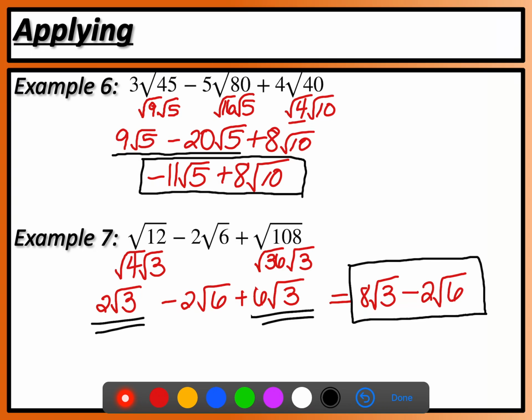Okay, so adding and subtracting radicals is not difficult, but we have to be able to simplify in order to do it. The main idea here is that the square roots have to be the same. And when we go to add and subtract them, we do not change the radical. That's our main idea here for today.